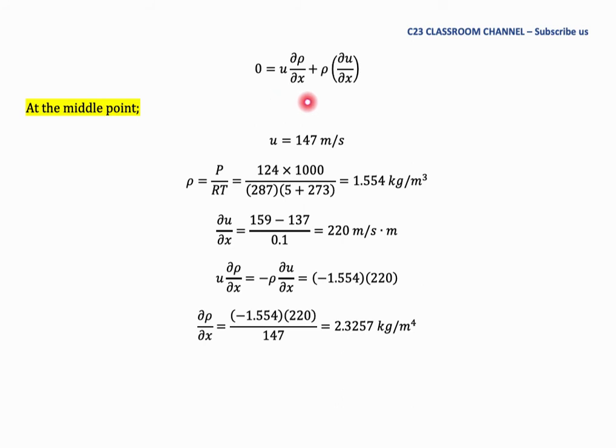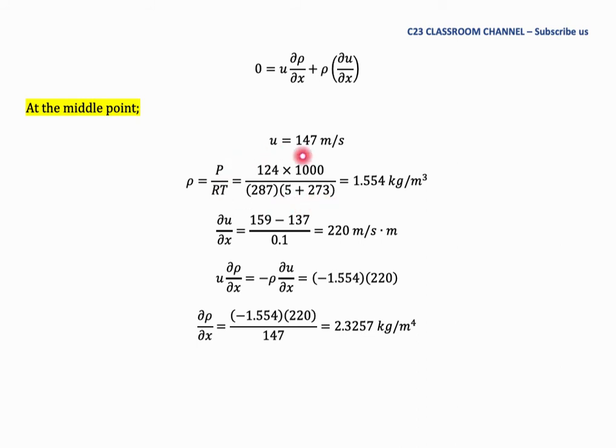In this term, we cannot neglect the value of density because we are using air. Air has the possibility to be compressed. So for the middle point, we know that the velocity is equal to 147 meters per second. So we need to calculate the density at the middle point. We know that rho is equal to P over RT. The pressure is given in the question as 124 kilopascal absolute. And R here is 287, the gas constant for air, and temperature is 5 degrees Celsius, so we need to change into Kelvin. So we add 273.